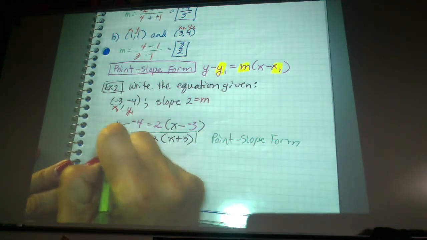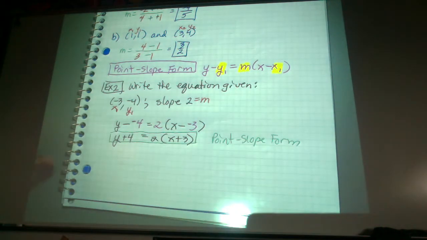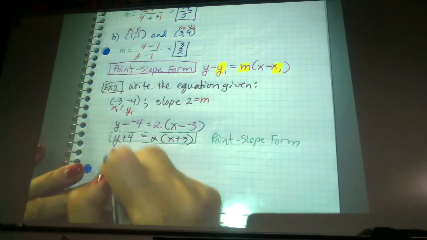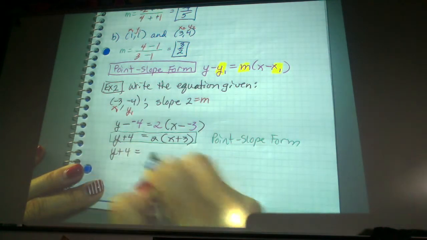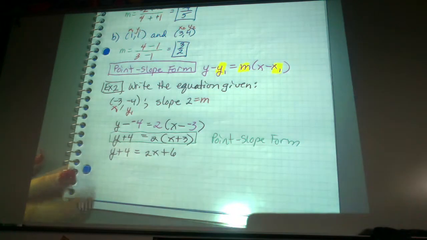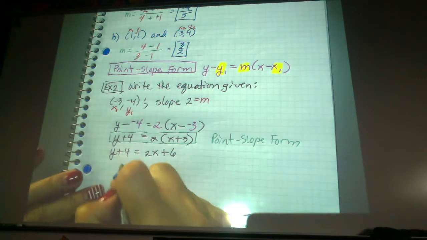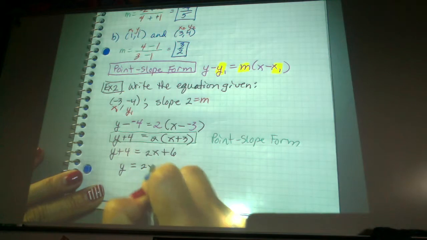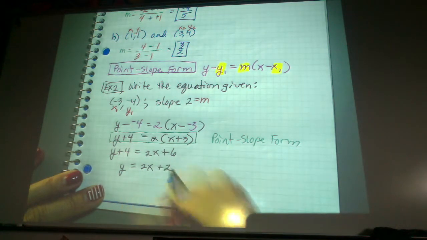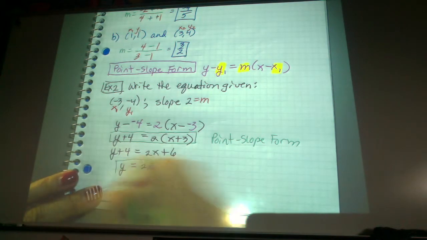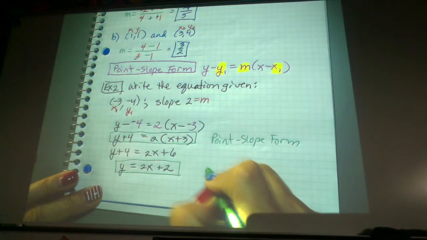If the question wanted you to have the final answer in slope intercept form, what does that mean to you? Yeah, you distribute the 2, solve for y, you have it in y equals mx plus b form. So we're going to distribute the 2 first. So we get y plus 4 equals 2x plus 6. Subtract your 4, you would get y equals 2x plus 2. So this right here would be slope intercept form.